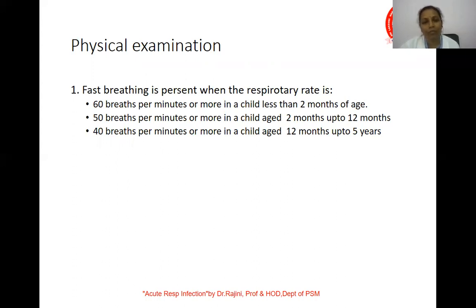In case of less than 2 months of age, if the child has more than 50 breaths per minute, the child is from 2 months to 12 months of age group. And 40 breaths per minute or more in a child aged 12 months to 5 years. Then we can say the child is having pneumonia. So mainly we do it by counting the breaths, the respiratory rate. The mother, caretaker, healthcare providers or Anganwadi workers should be taught how to find out whether the patient is having fast breathing or not.